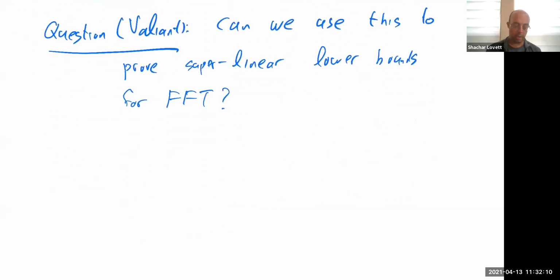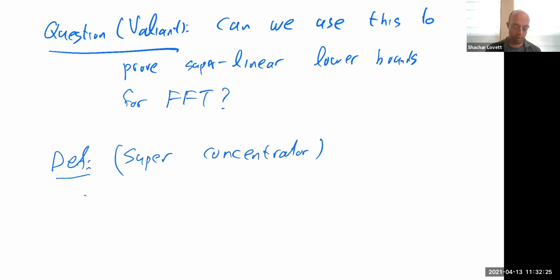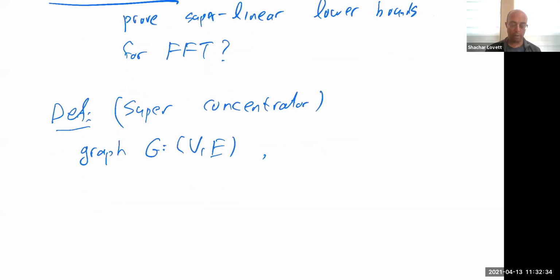So I'm going to make another definition here, of something we're going to call a super-concentrator. It's going to be a graph G = (V, E). And we're also going to identify two specific sets in it. I for inputs and O for outputs, which are going to be subsets of V of the same size.